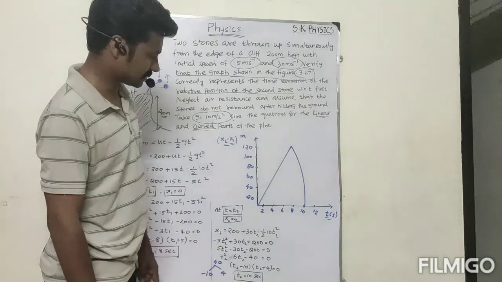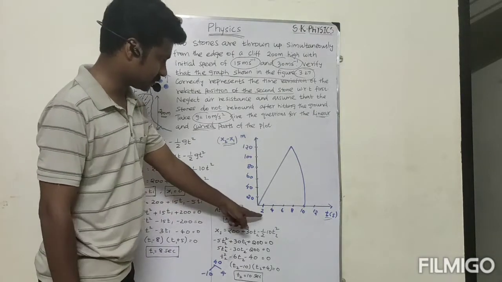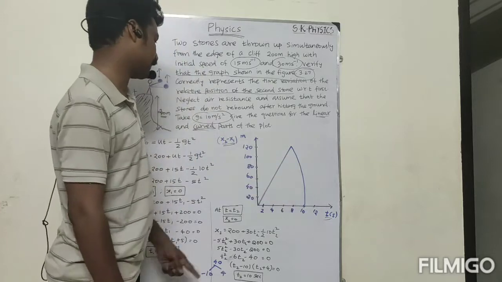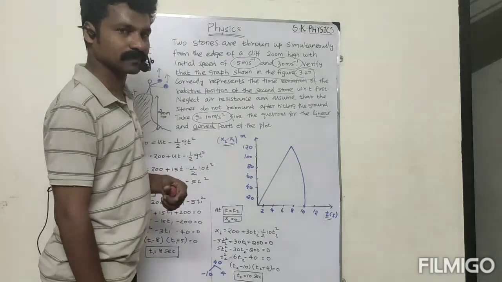So this axis is time, 2 seconds, 4 seconds, 6 seconds, 8 seconds, 10 seconds like that. Here the change in position.